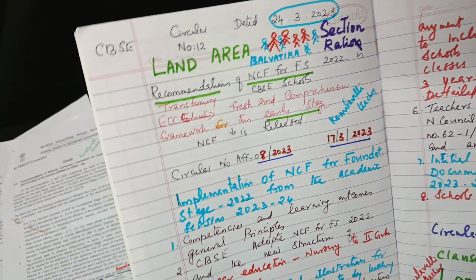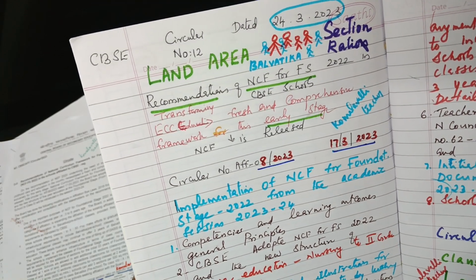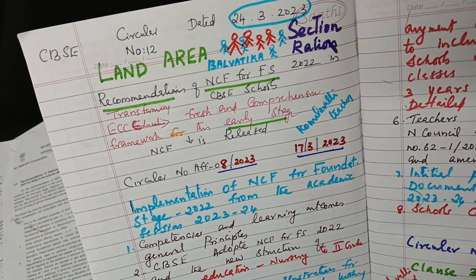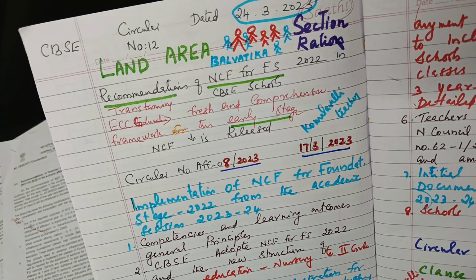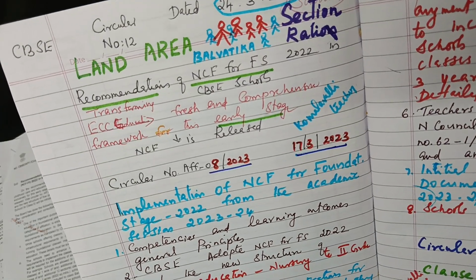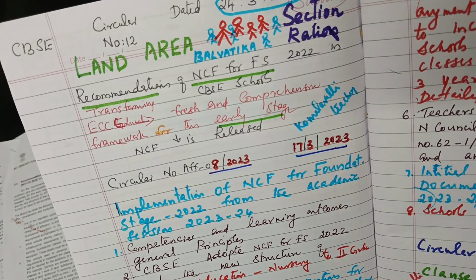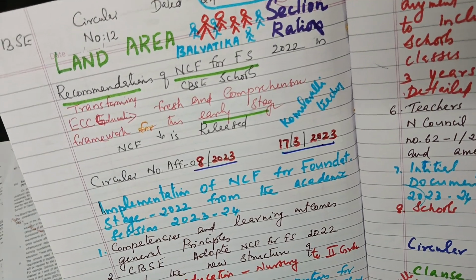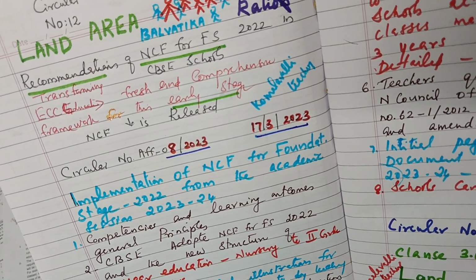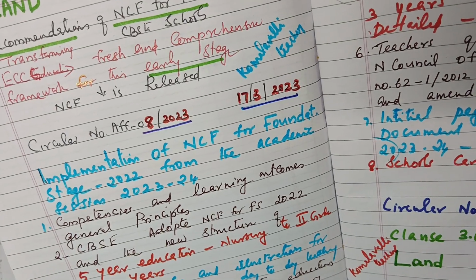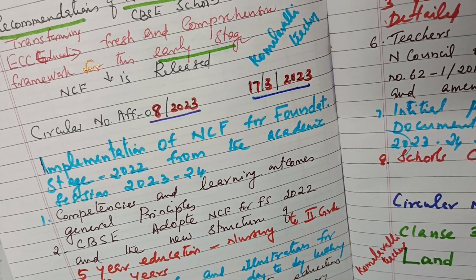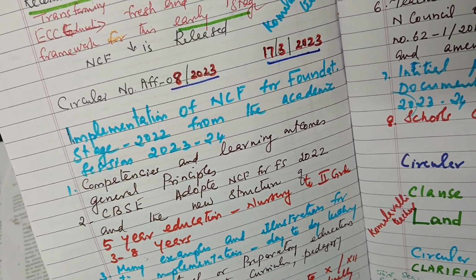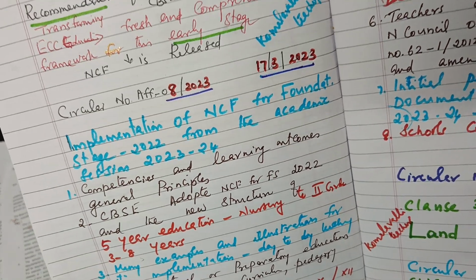Here, we are going to implement NEP through the National Curriculum Framework. Recommendations of NCF for Foundation Stage 2022 in transforming early childhood care and education. We needed a fresh and comprehensive framework for this early stage. NCF was released by circular number 8, 17th March 2023, for implementation of NCF for Foundation Stage 2022 from the academic session 2023-24. First one, competencies and learning outcomes. Some general principles have been mentioned here.